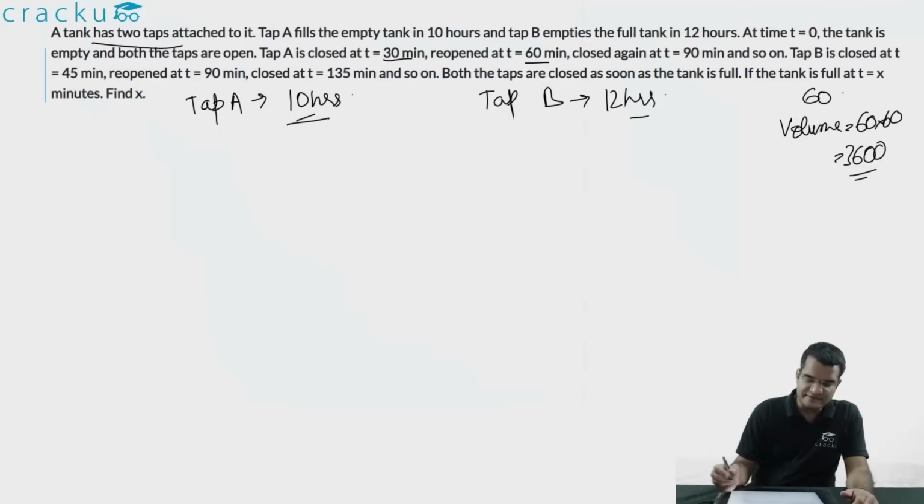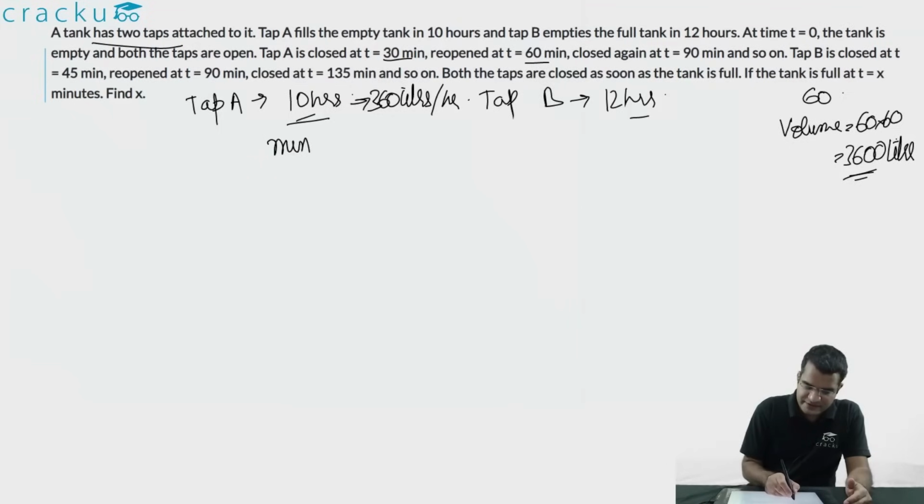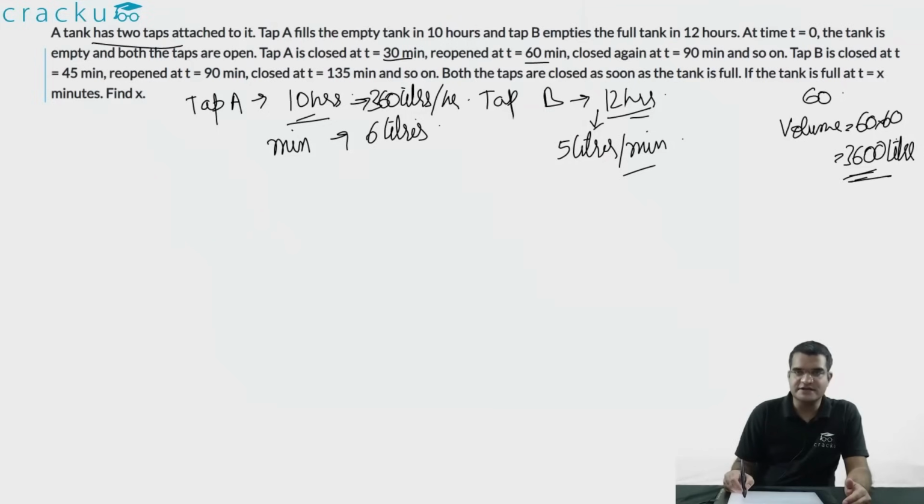So tap A fills the tank in 10 hours. The volume of the tank we assumed is equal to 3600 liters. So every hour tap A fills in 360 liters. This is per hour. Therefore every minute tap A fills in 6 liters. Similarly, tap B will empty 5 liters every minute, because it takes 12 hours to empty 3600 liters. Every hour it is emptying 300 liters, or every minute it is emptying 5 liters.